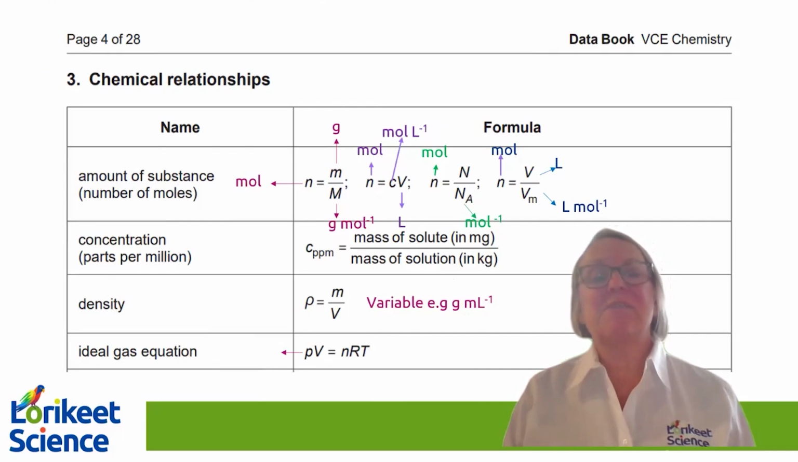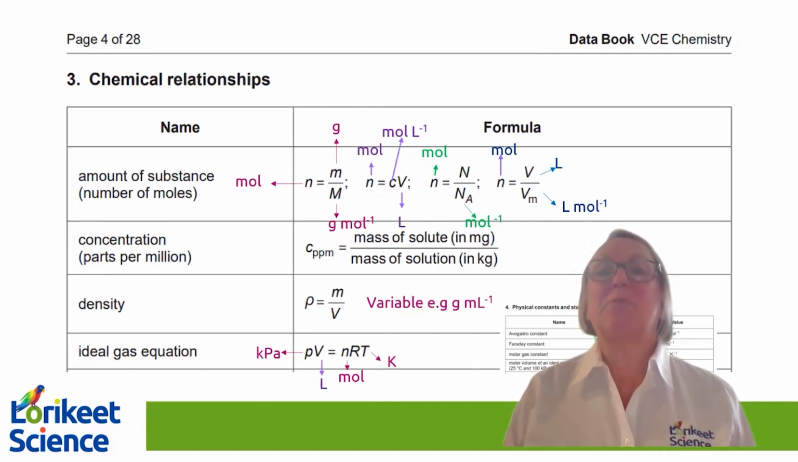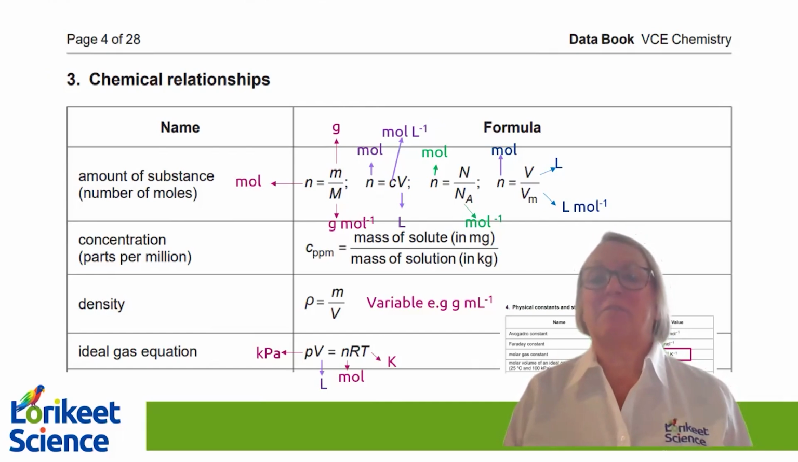The ideal gas equation, P is pressure, in kilopascals. V, the volume, is in litres. Small n is the number of mole. T is the absolute temperature in Kelvin. And R, we find in table 4, item 4 of the data book. And the units are given as joule per mole per Kelvin.